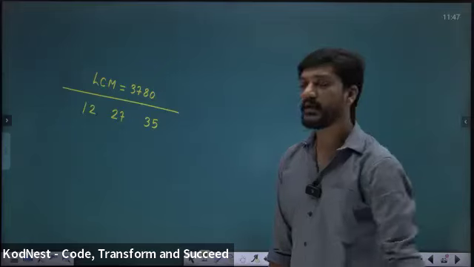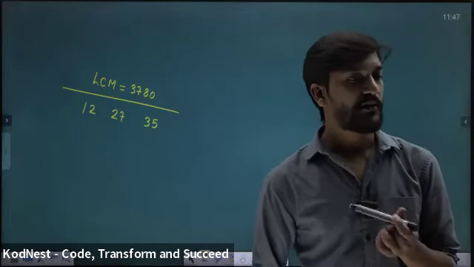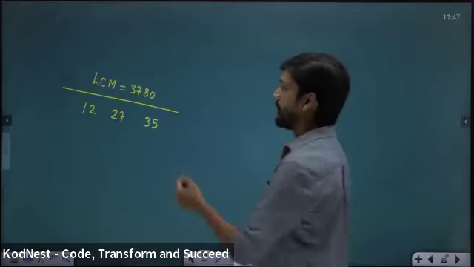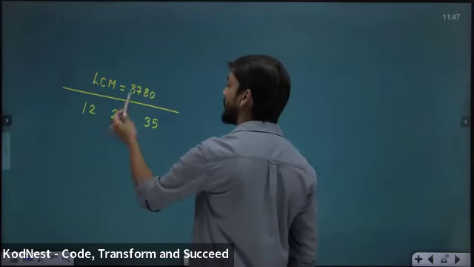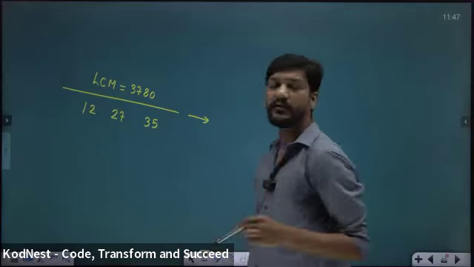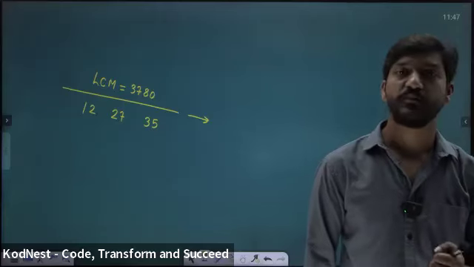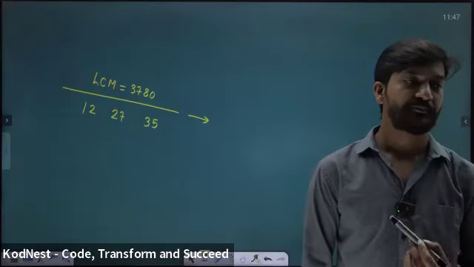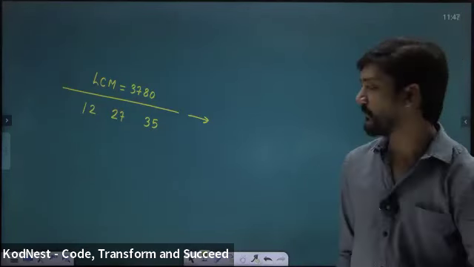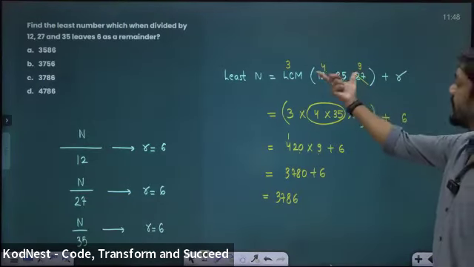Okay, we have calculated LCM. Please answer, Rohit. What is the remainder of all these divisions? 3780 by 12, 3780 by 27, 3780 by 35. What is the remainder? How come 6? I've taken just LCM.